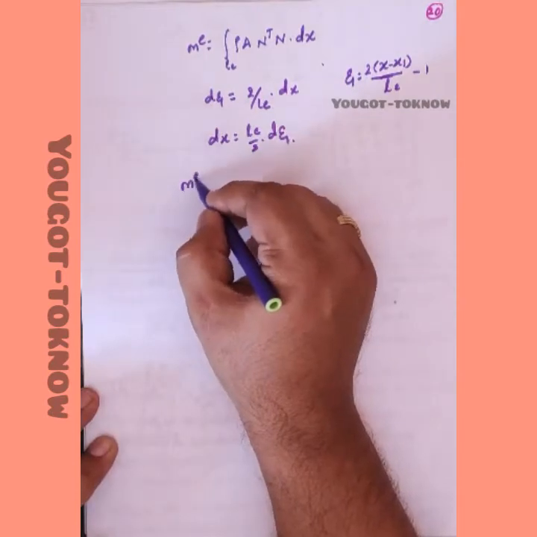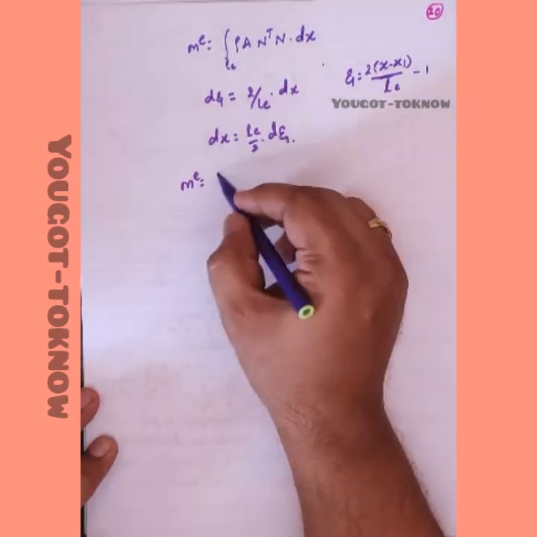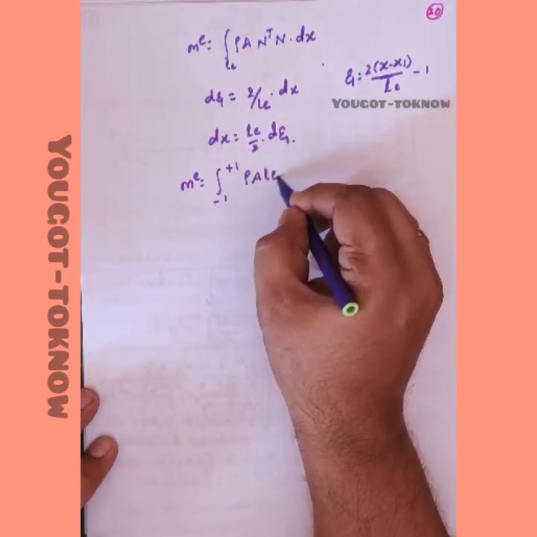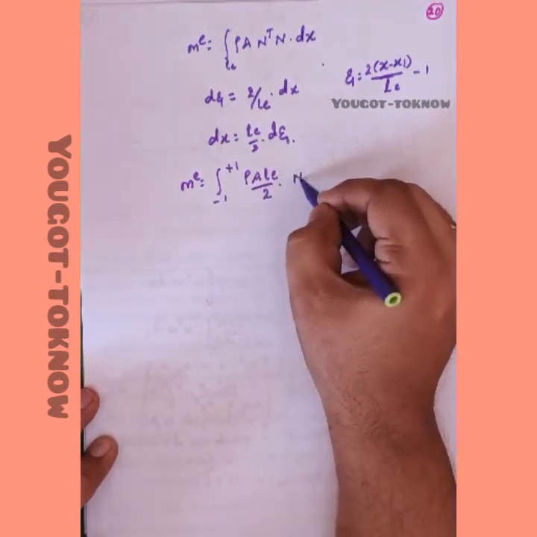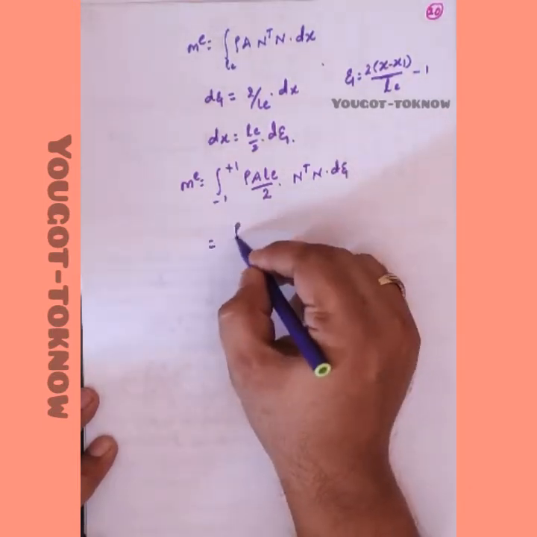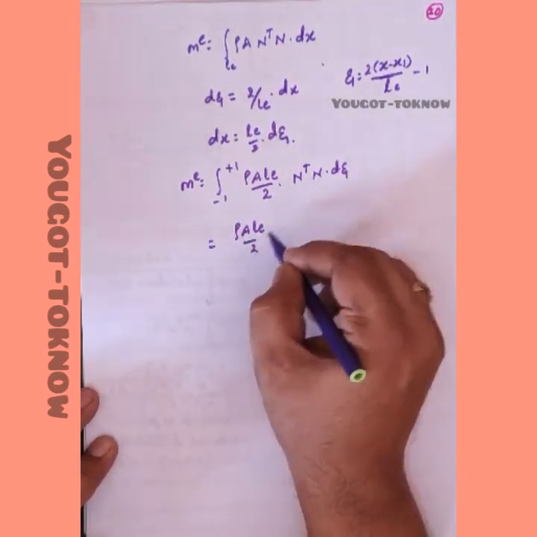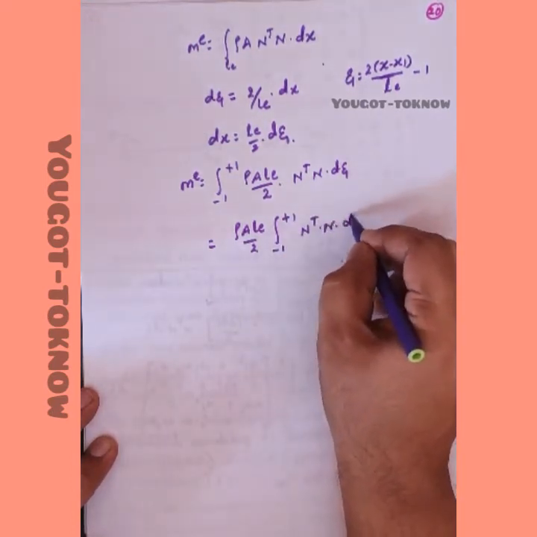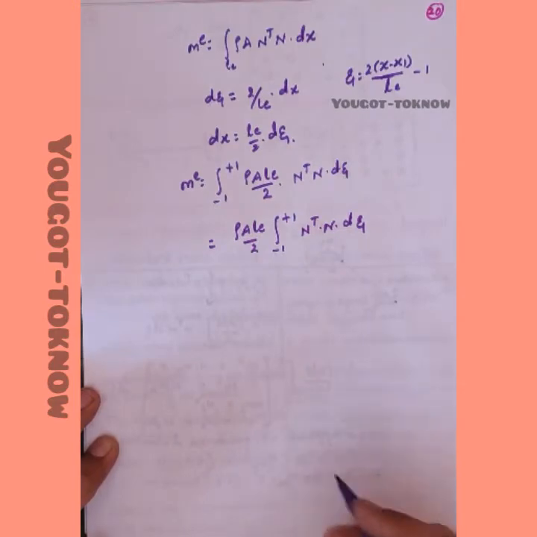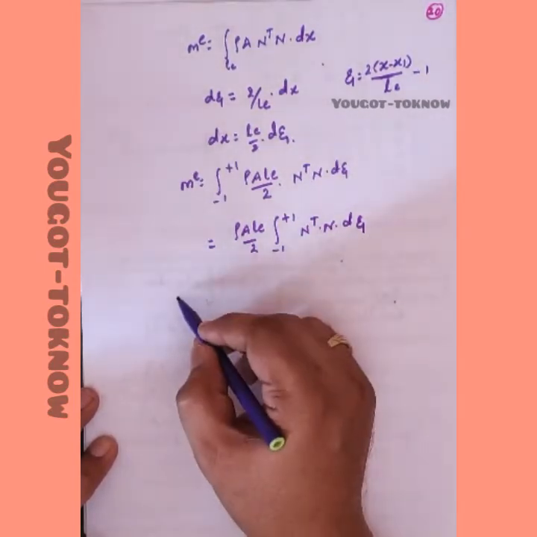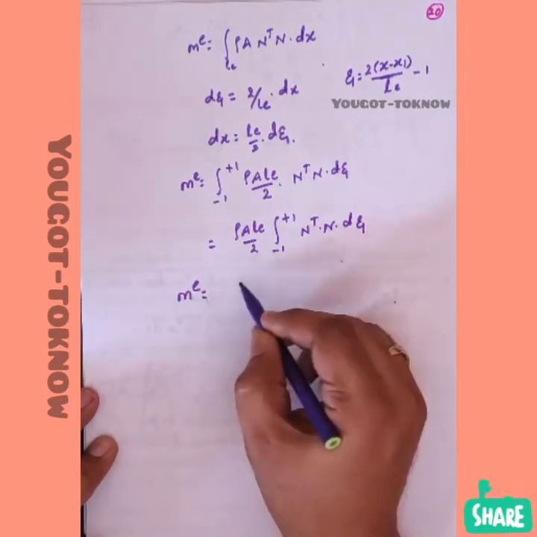Now Me equals, zeta I am going to substitute from minus 1 to plus 1, rho A le by 2, N transpose N into d zeta. Now if you take it outside, I can write this as rho A le by 2, integral from minus 1 to plus 1 of N transpose N into d zeta. This is called your mass matrix.